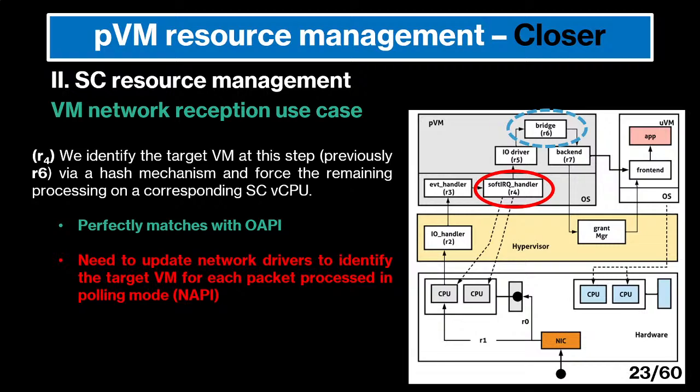So this technique matches perfectly with the old API model where one interrupt corresponded to one packet treatment. But for the new API model, where an interrupt corresponds to one packet and then there will be polling for the rest of the packets arriving, we had to modify the network driver in order to identify the target virtual machine for each packet to process.